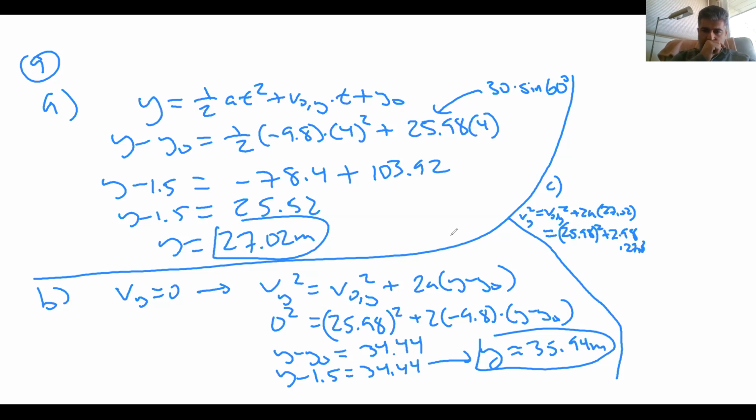Look at that. 25.98. Oh, it's negative. I get 25.98 squared minus 2 times 9.8 times 27.02. Hold on. 25.52. Great.